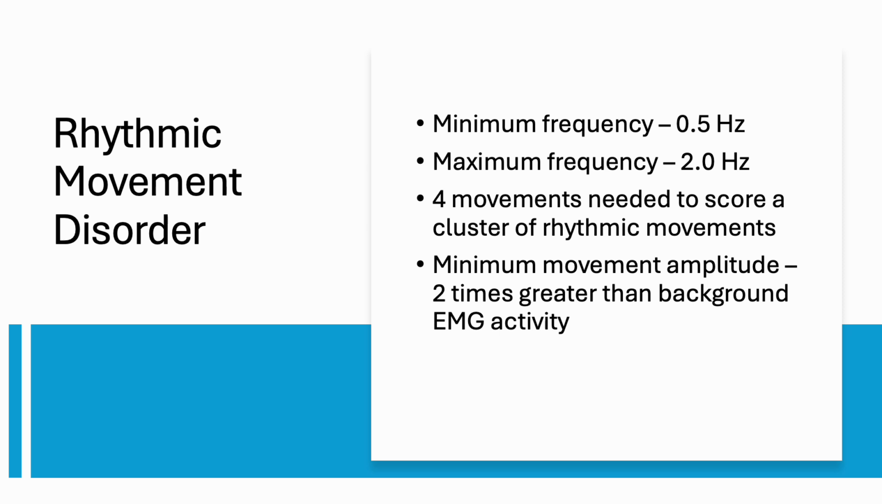The frequency range for these episodes is between 0.5 and 2 Hz, just like PLMS, and 4 movements are needed to score a cluster of rhythmic movements. There's no specific voltage requirement, but the minimum amplitude has to be at least 2 times greater than the EMG activity, so we want to see it pretty well.